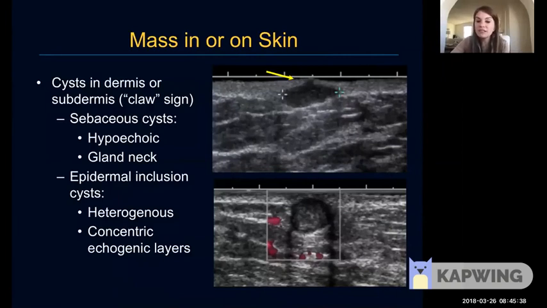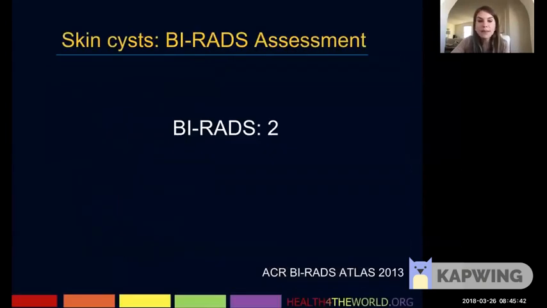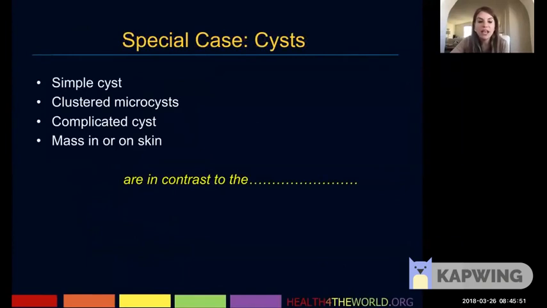If there's any vascularity, I would recommend tissue sampling. But when these are classic, no vascularity, you can see a claw sign, a tract to the skin, you can see it within the skin. Again, these are benign BI-RADS 2s.